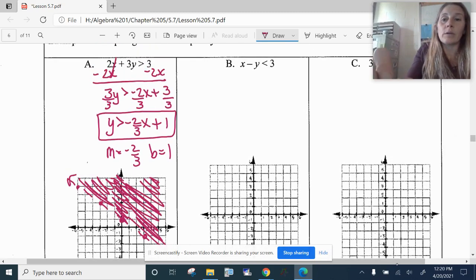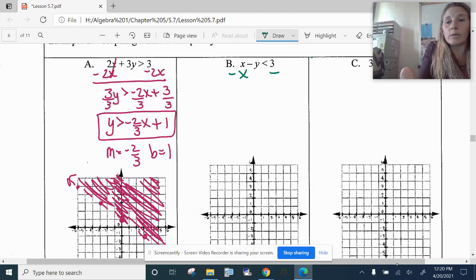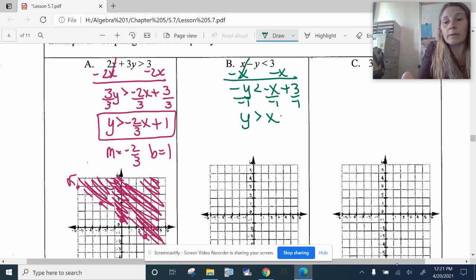All right, so continuing on, a few more for practice. So here we're going to move the x over to the other side. We have negative y is less than negative x plus 3, dividing everything by that negative 1, which will flip the inequality sign.